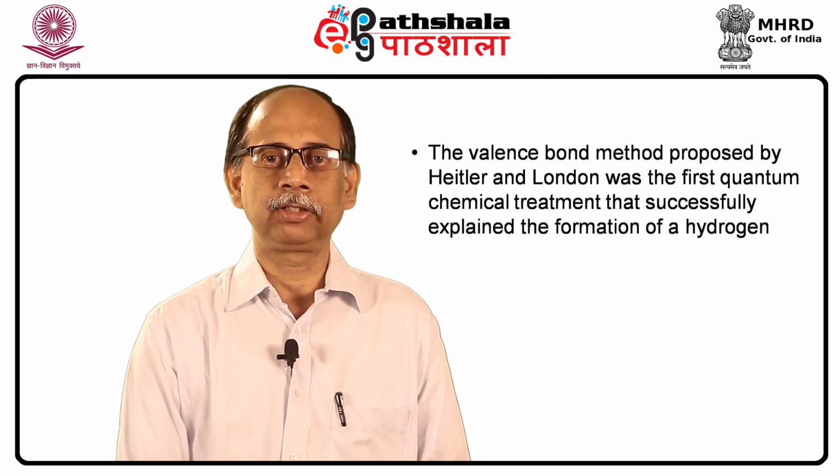The valence bond method proposed by Heitler and London was the first quantum chemical treatment that successfully explained the formation of a hydrogen molecule from two isolated hydrogen atoms.